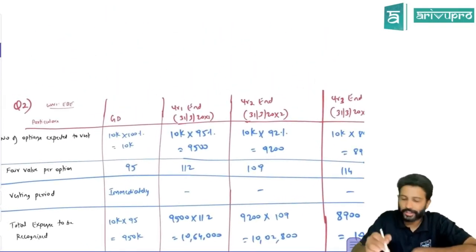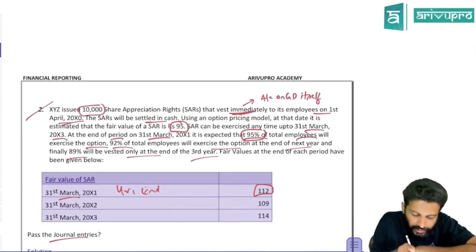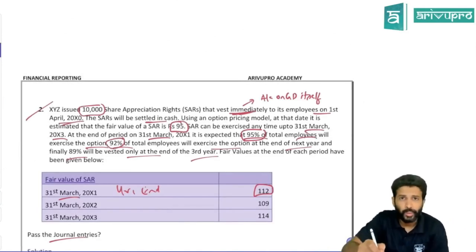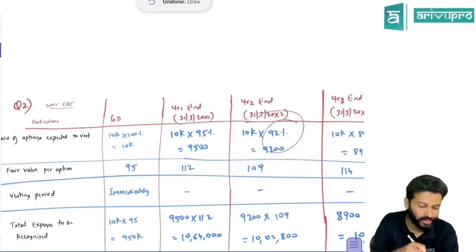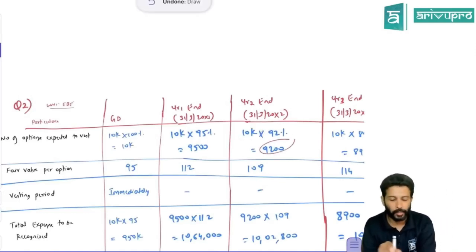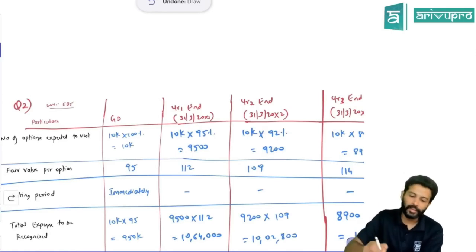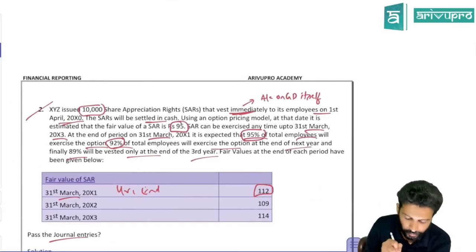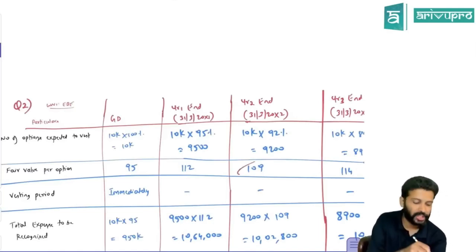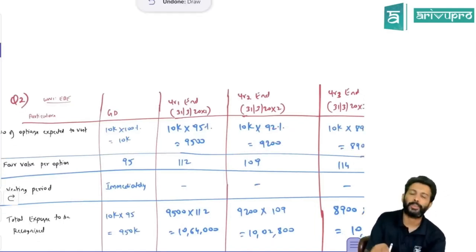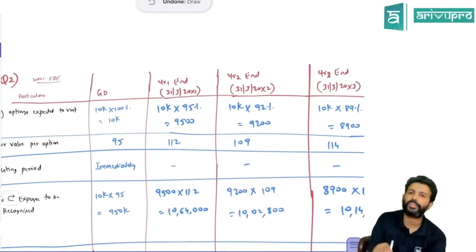So do the same accounting for the second year. In the second year, what are they saying? Only 92% of the employees are expected to utilize this option. They gave 10,000 SAR, and only 92% are expected to vest. So the number of options expected to vest is 9,200. We are in the second year ending now. What is the fair value at the second year ending date? 109, that we have taken over here. So the loss on one share is 109. On 9,200 shares, how much is the total loss? If you do it, it is 10,02,800.